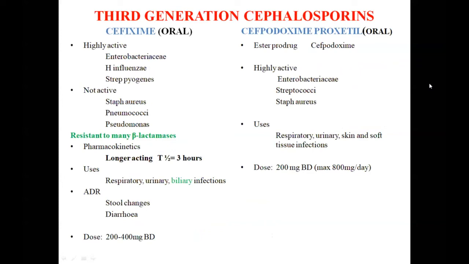Then coming to the remaining third-generation cephalosporins, that is the oral preparations: cefixime and cefpodoxime proxetil. These are the oral preparations of the third-generation cephalosporins, which are highly active against Enterobacteriaceae, H. influenzae, and Streptococcus pyogenes. Remember, H. influenzae, Streptococcus pyogenes, and Streptococcus pneumoniae are all causing resistant community-acquired pneumonia. So all these are taken care of by these drugs. They are resistant to the beta-lactamases, so all the resistant organisms are taken care of. Also, they are highly active against Enterobacteriaceae, Streptococci, and Staphylococcus aureus.